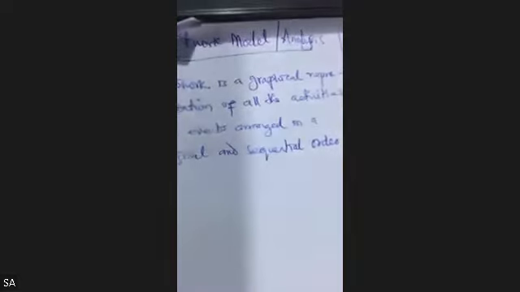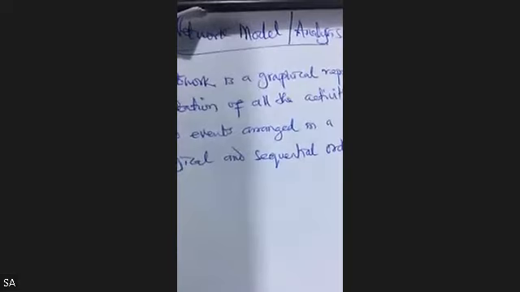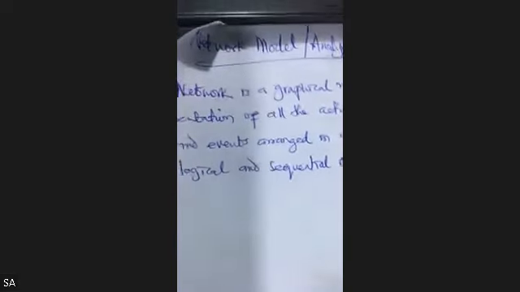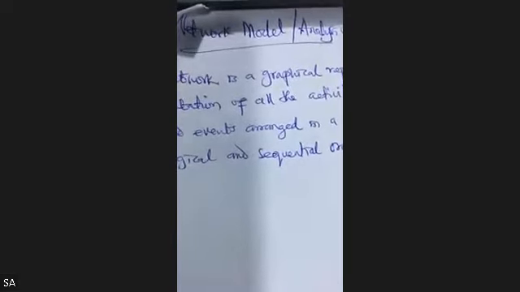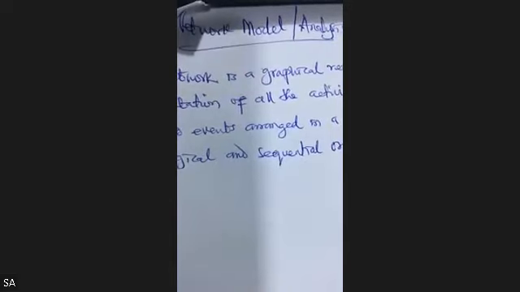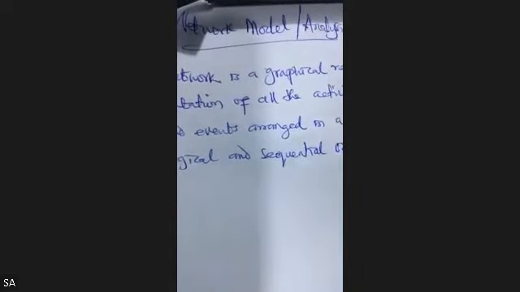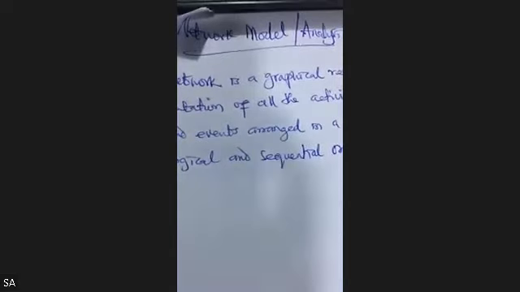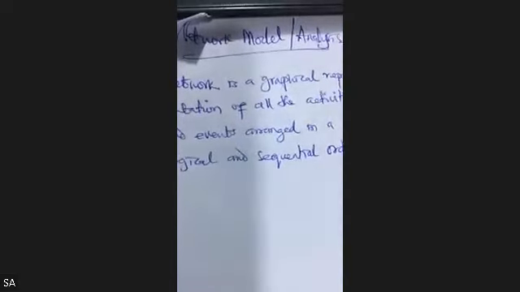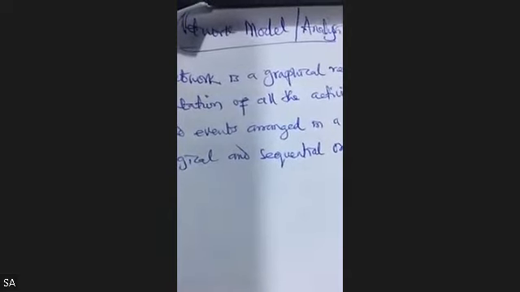So now, class, we said that network is basically a graphical representation of all the activities and events arranged in a logical and sequential order. Is anybody having challenges logging in? If you can, please let me sort them out, if anybody is having any issue.